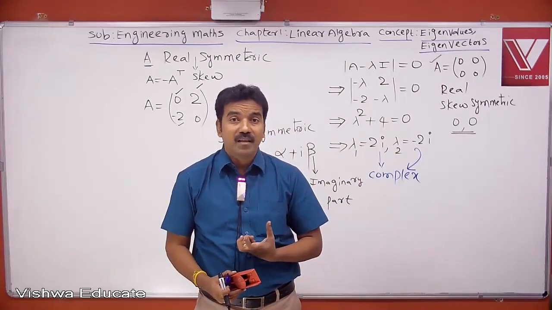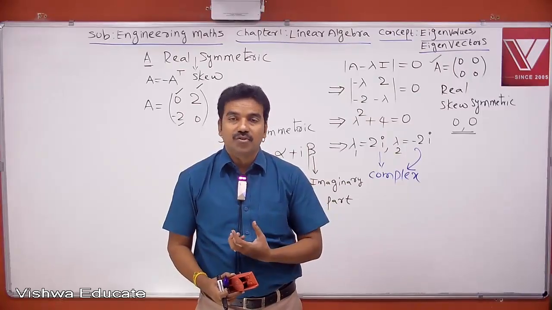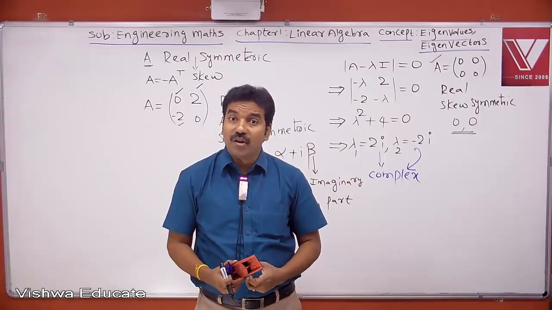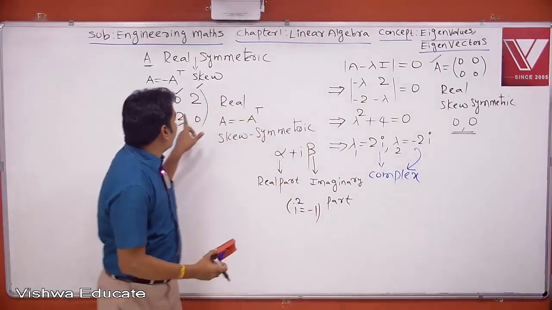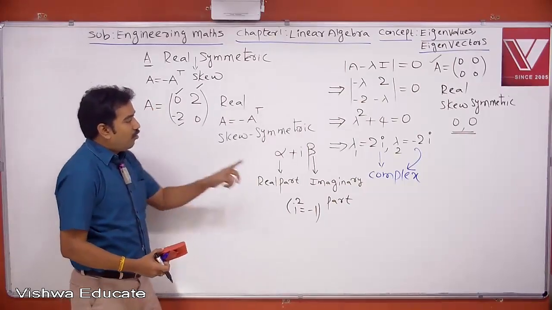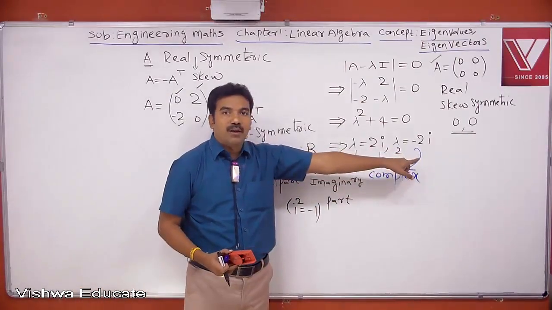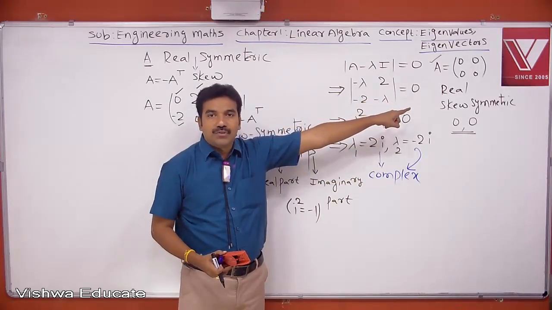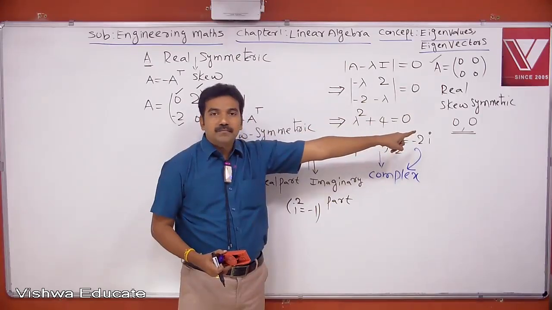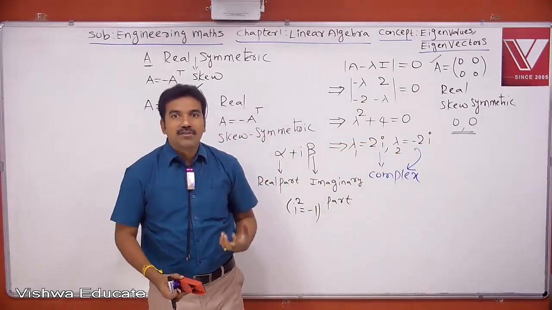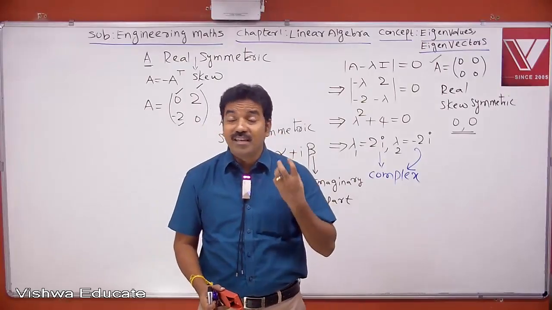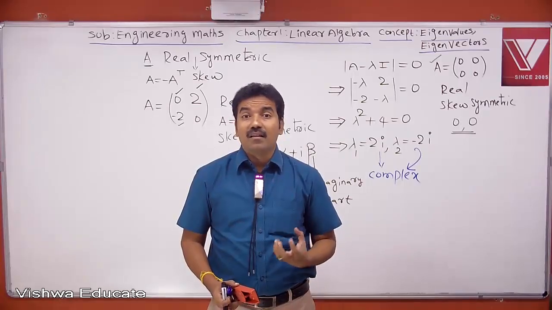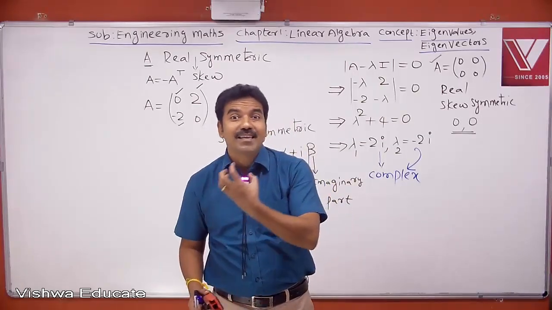Very, very important area: eigenvalues of a real skew symmetric matrix. Real means all elements inside the matrix are real. Skew symmetric means A equals minus A transpose. When I start with this example, 0, 2, minus 2, 0, my values are in the form 2i, minus 2i, purely imaginary complex numbers. When I take the example A equal to 0, 0, 0, my eigenvalues are 0. That means the eigenvalues of a real skew symmetric matrix are either 0 or purely imaginary. This is the most important point. What is that point? The eigenvalues of a real skew symmetric matrix are either 0 or purely imaginary.